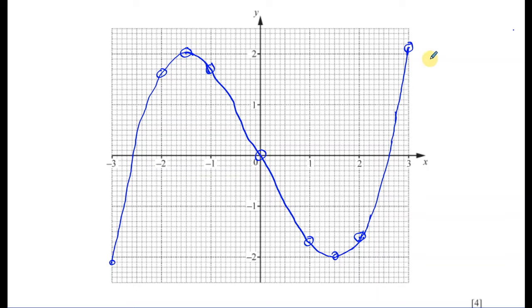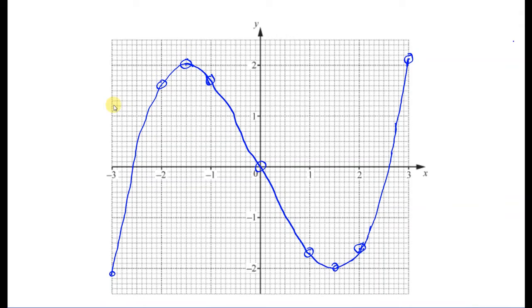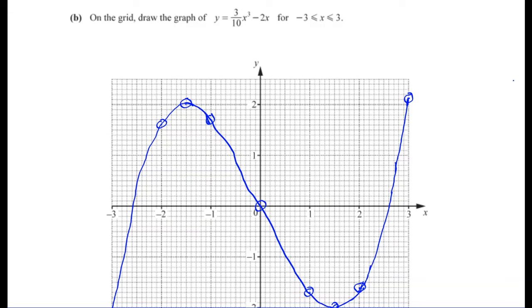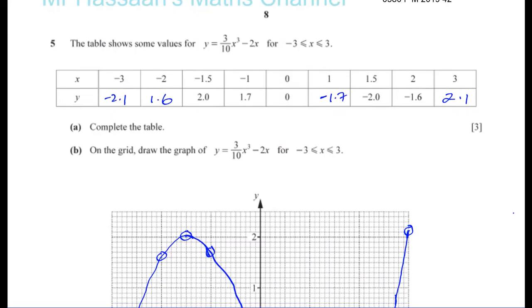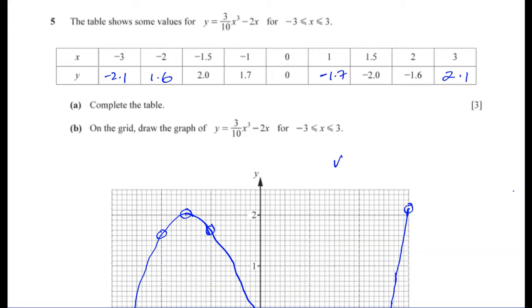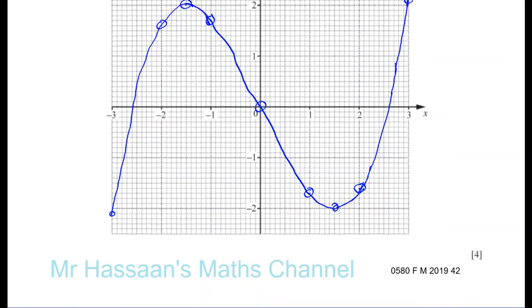If you're using a French curve, I would advise you not to use it unless you're really an expert at it, because most people, if they use a French curve, don't know how to use it properly, and the curve just comes out looking completely wrong. The bits start curving upwards and in the wrong place and all sorts of things. So just try and keep it freehand. They don't expect perfection from you, but just try your best. Use a pencil and just try your best. So that's y equals 3 over 10 x cubed minus 2x drawn.